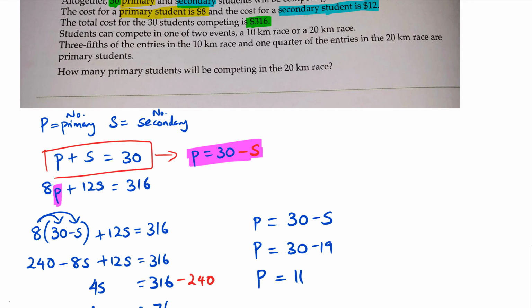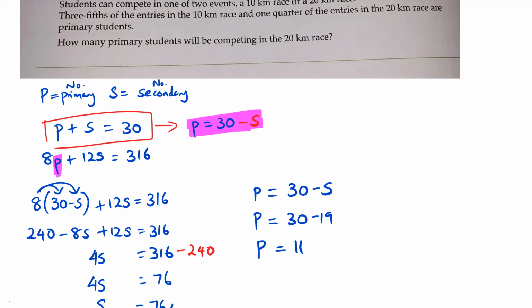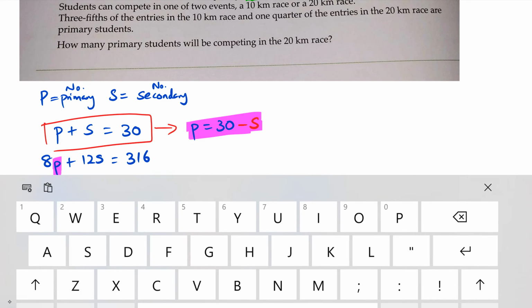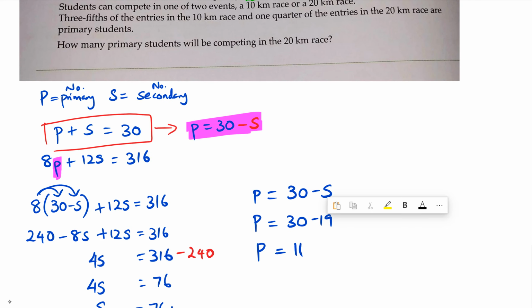Now I go to the second part of the question. It says students can compete in one of two events, a 10K race and a 20K race. It's really annoying that they've given you a 10K race and a 20K race, because people can just get confused with it.